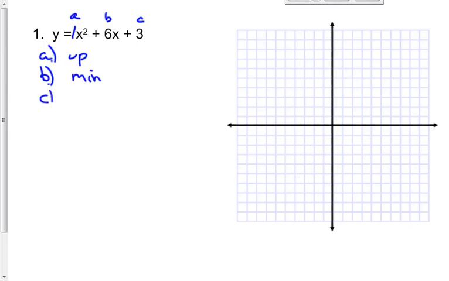Part C is asking us to find negative b over 2a. The opposite of b, negative 6 over 2 times 1, which is 2, negative 3.